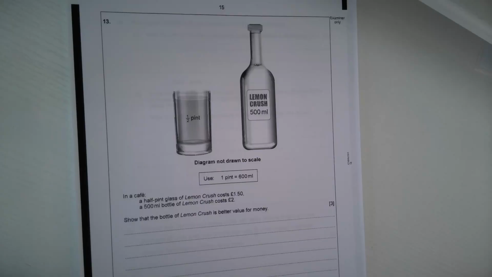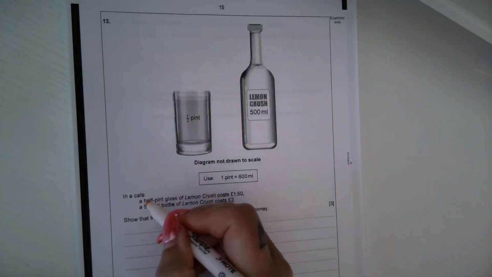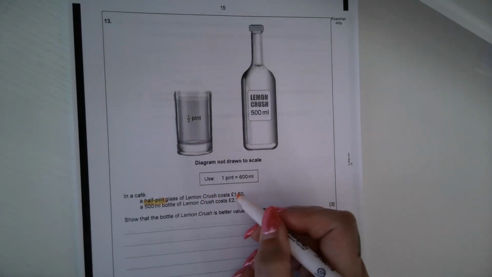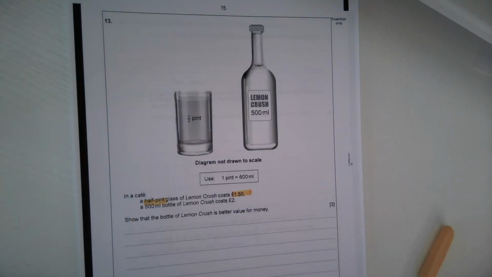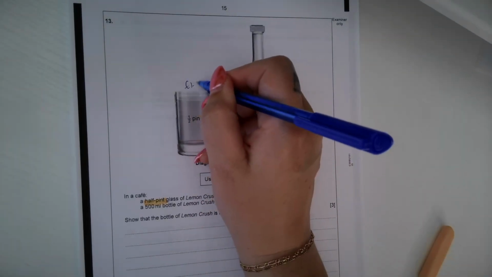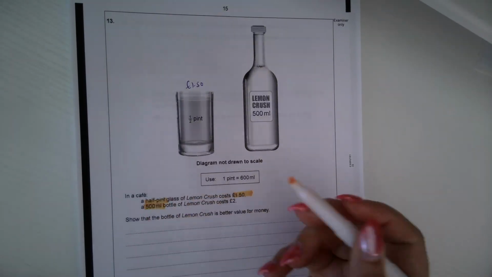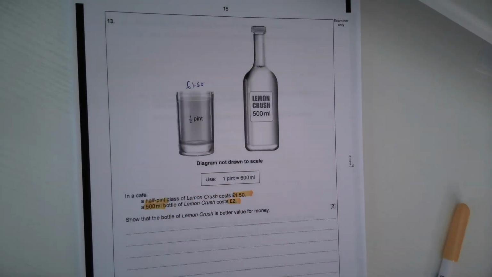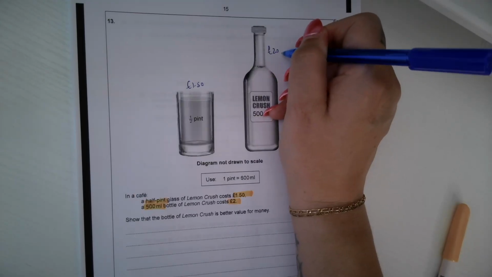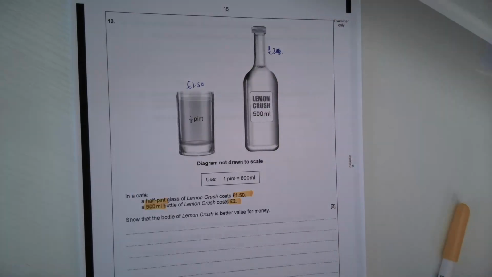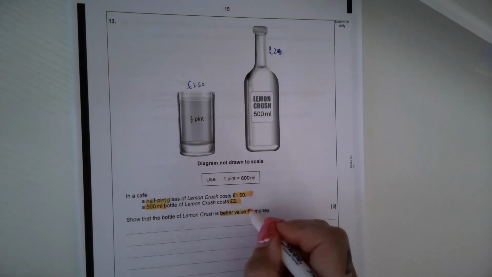Question 13. In a cafe, a half pint glass of lemon crush costs £1.50. So this half pint glass costs £1.50. A 500ml bottle costs £2. So this bottle costs £2. Oh, why did I write 20? £2. Show that the bottle of lemon crush is better value for money.